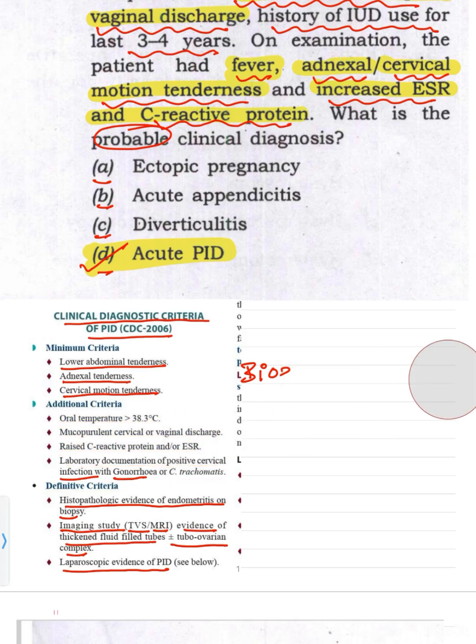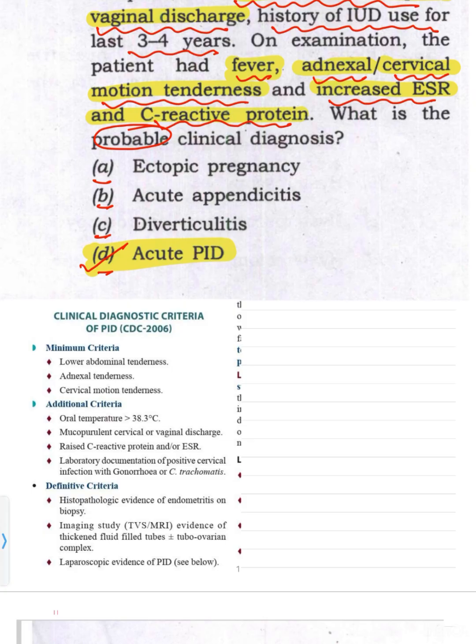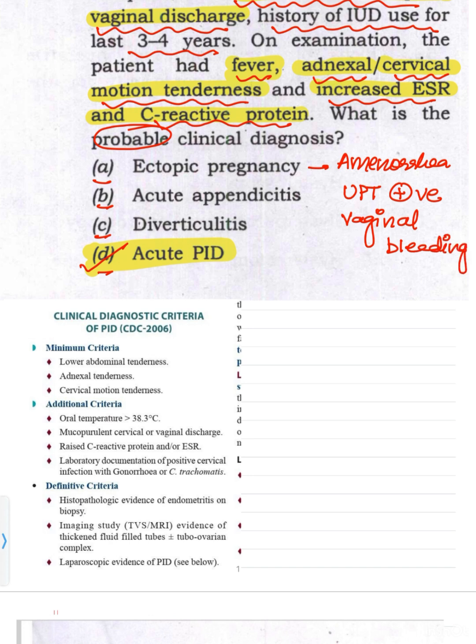Now coming to the other options, why the other options are wrong. Ectopic pregnancy: if the answer would have been ectopic pregnancy, the patient would have presented first with amenorrhea, then the UPT test would have been positive, then comes vaginal bleeding, not vaginal discharge per se, and then adnexal pain, which is present.